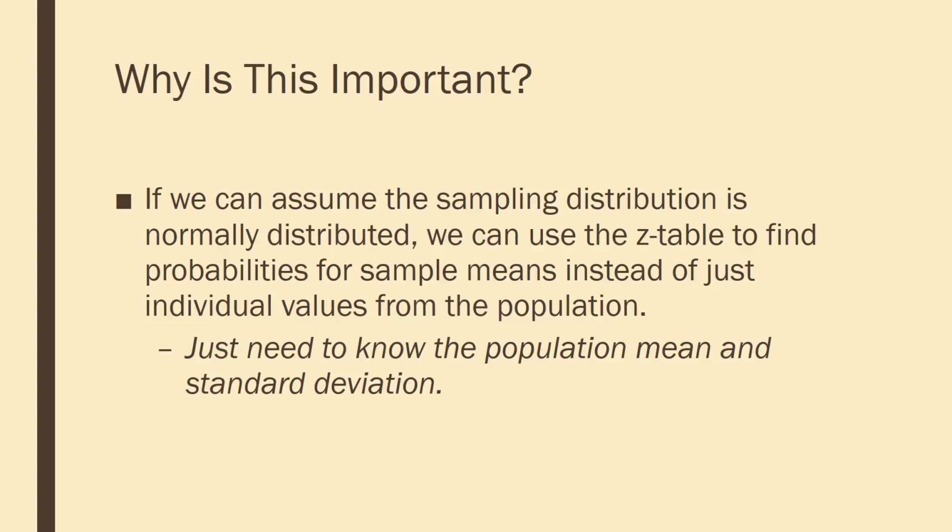And we just need to know the population mean and the standard deviation, because then we can find the mean of the sampling distribution and the standard error, which is the standard deviation of the sampling distribution. And if we know that, then we can find z-scores, and if we can find z-scores, we can find the probabilities. We can do some probability questions about the sample means, because we have a z-score and we know that the sampling distribution is normally distributed.